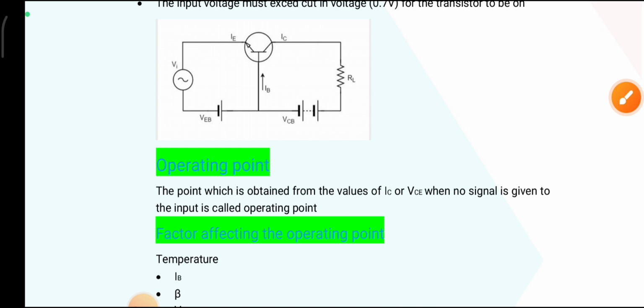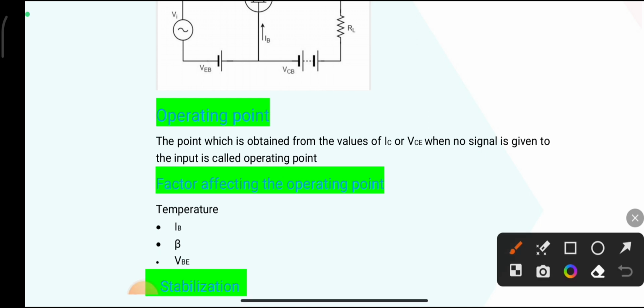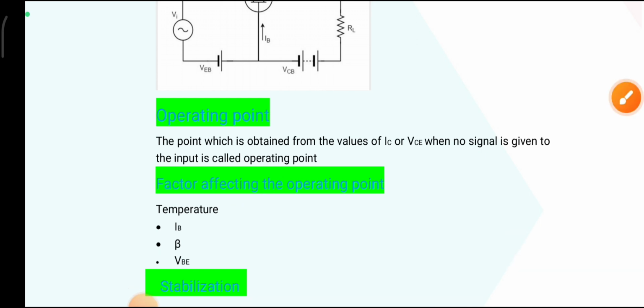Okay, next, factors affecting the operating point. The first one is temperature. The transistor is mainly made up of semiconductors. In semiconductors, when the temperature rises, the conduction increases. Why does conduction increase? Because these semiconductors are made up using covalent bonds. Here the atoms, silicon and other doping atoms, are bonded with covalent bonds, and this is a very weak bond.